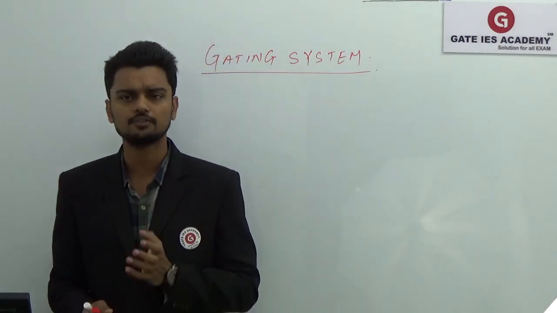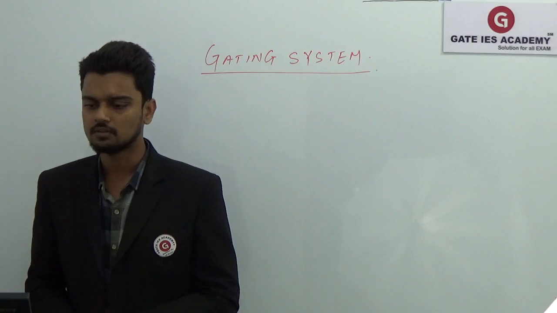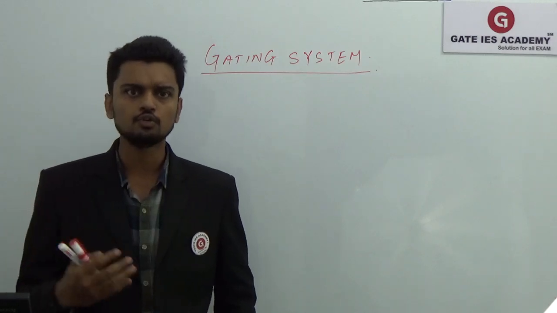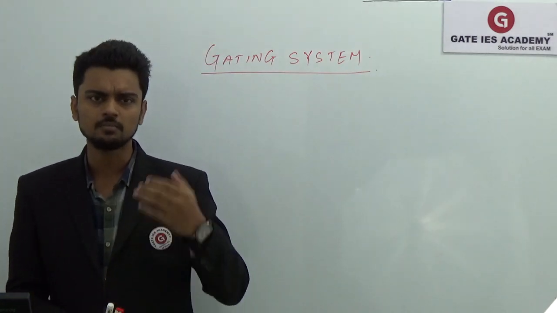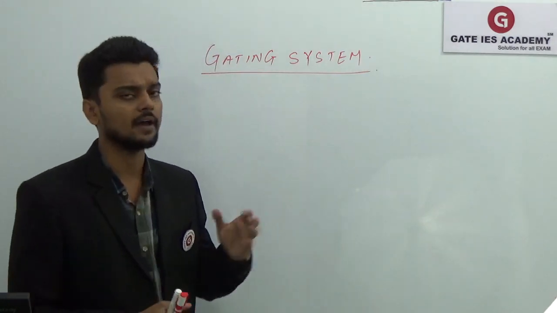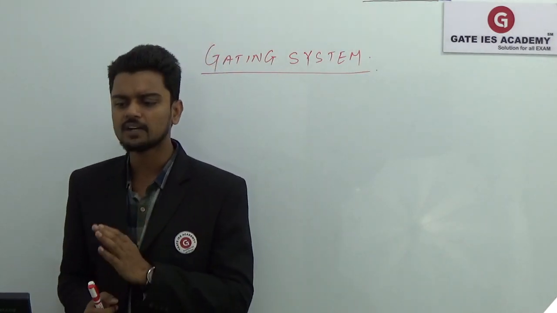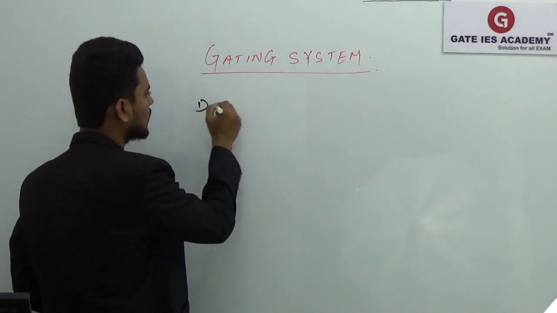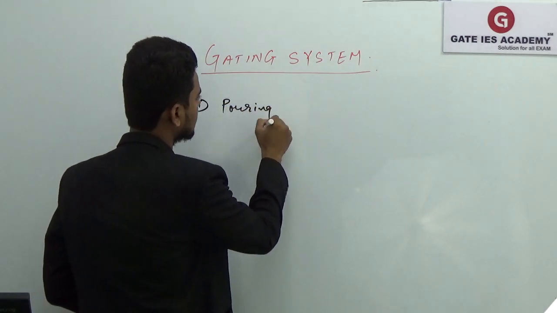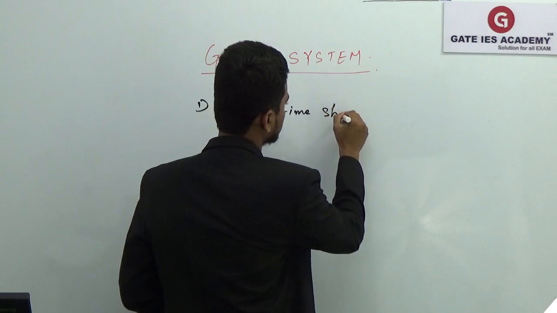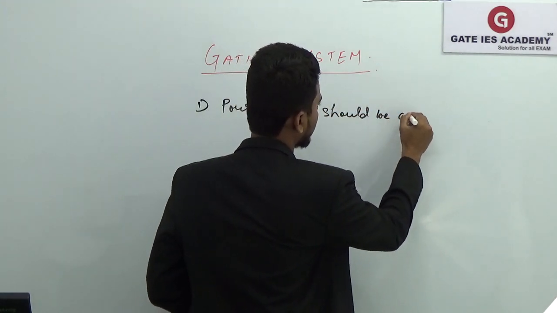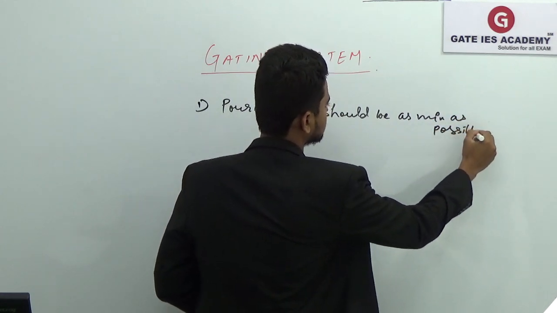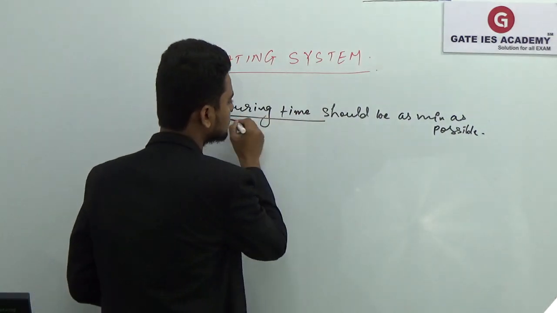Now, what should be the different requirements of your gating system? You can see this slide on your screen. In order to get the defect-free casting, there are some requirements that your gating system should have. The first thing is, the pouring time should be as minimum as possible. Why should this pouring time be as minimum as possible?